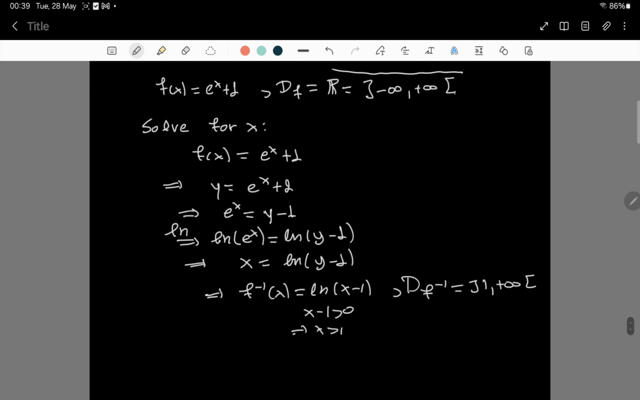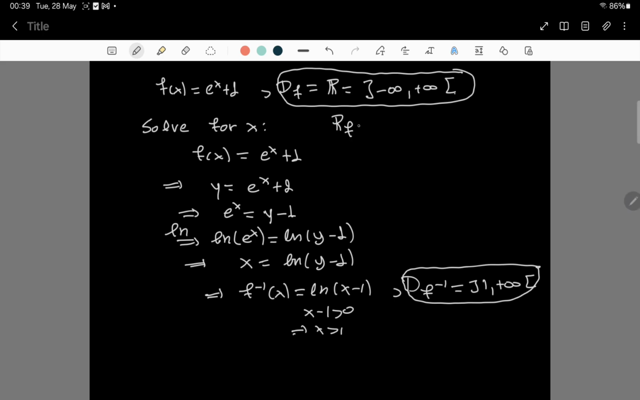So this is the domain of my function, and this is the domain of my inverse function, f minus 1. Now, the range of the function f is the domain of the inverse. So f of the domain of f is (1, infinity).